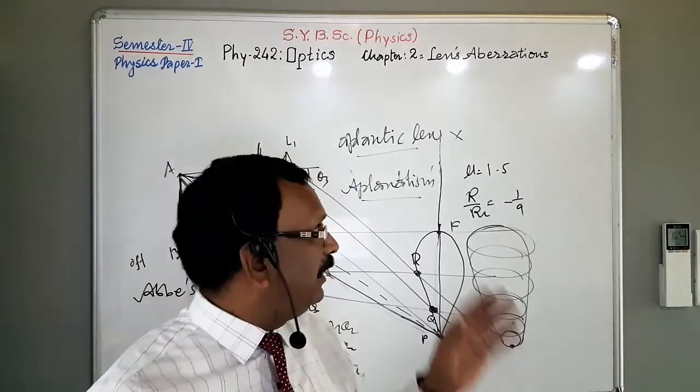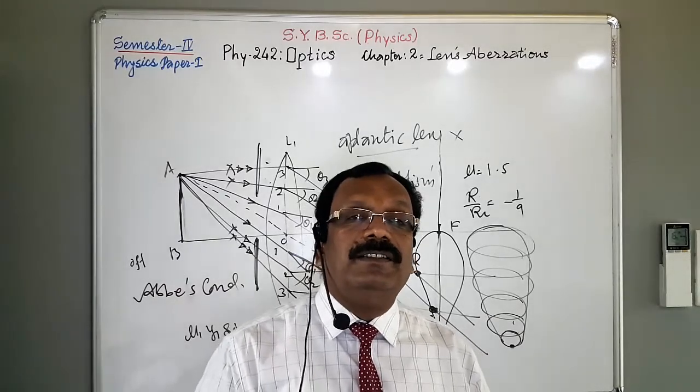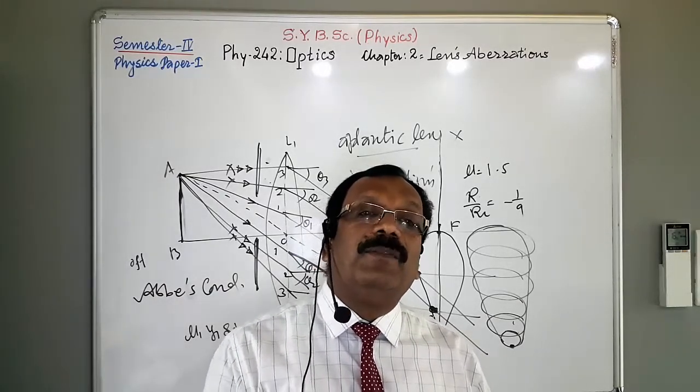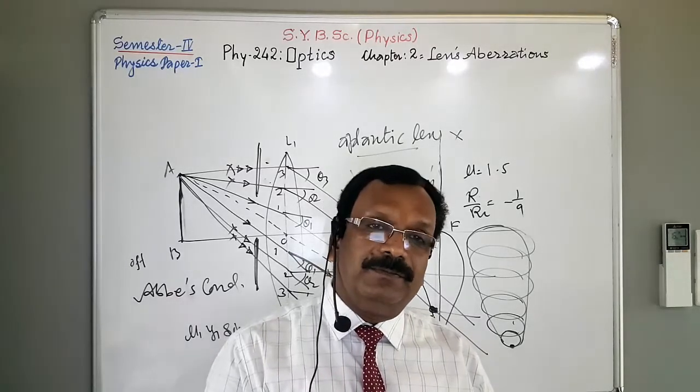In this way, we studied coma. In the next lecture, we will see another type of monochromatic aberration, that is astigmatism.